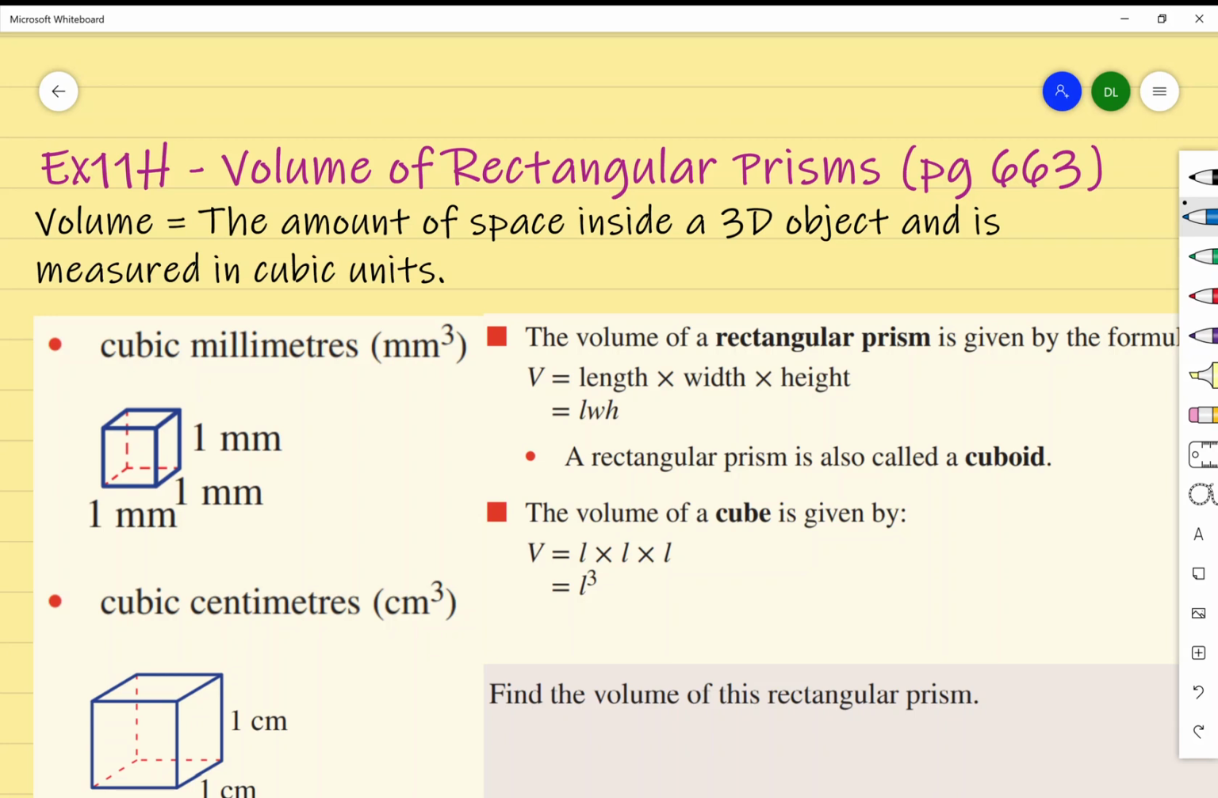This is exercise 11H on volume of rectangular prisms on page 663 of your textbook. Now, where would we use volume? So where would we care about volume in our everyday lives? For example, if we're making a big pool and you need to know how much water to fill. Yeah, if you're filling up a pool, of course, so anything to do with liquid. Where else would you care about volume? When you go shopping, what are you looking for?